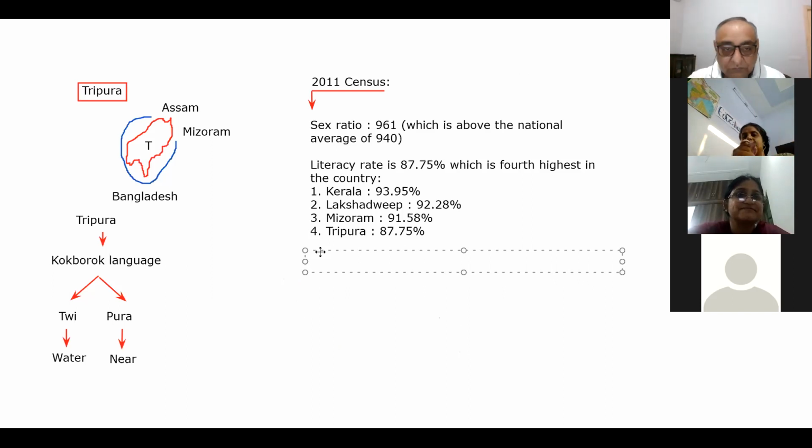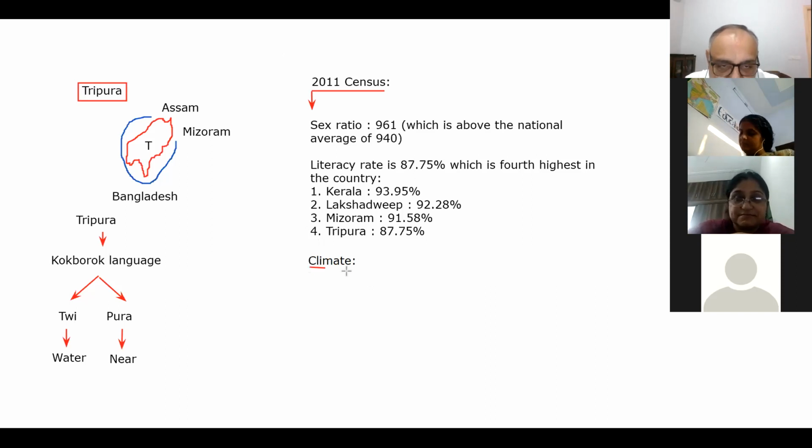So now the next thing is the climate, right? Climate of the state. So as far as the climate of the state is concerned, Navreet, are you there?